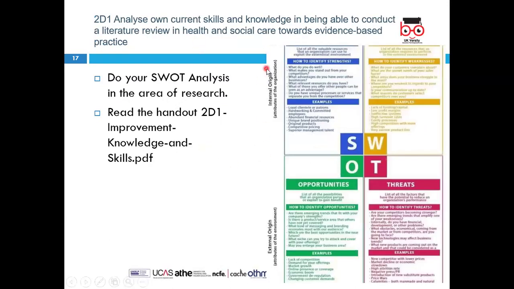So analyze your own current skills and knowledge in being able to conduct a literature review in health and social care towards evidence-based practice. So do your SWOT analysis: strengths, weaknesses, opportunities, and threats. Read handout 2D1, improvement, knowledge and skills practice. So you can have a look at this. So for instance, how do we identify the strengths? Let's say, what do you do well? What makes you stand out from your competitors? What advantages do you have over other businesses? Your examples could be your loyalty, your abundant financial resources.